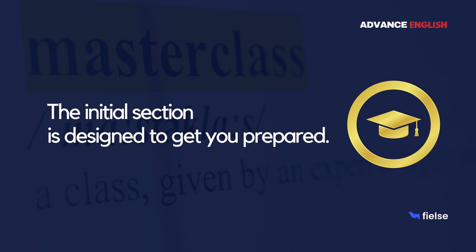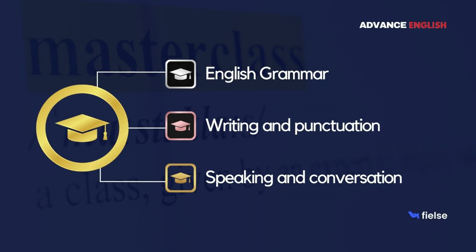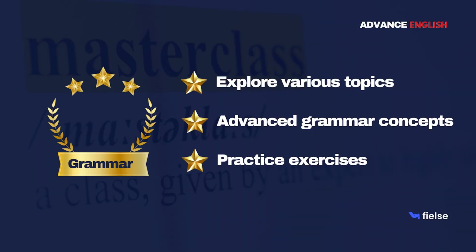Now, let's move on to the main part of the course, which is divided into 3 sections: English grammar, English writing and punctuation, and English speaking and conversation. Within the English grammar section, you will explore various topics, each containing its own lessons, PDF materials, and practice exercises. We will cover everything from verb tenses to more advanced grammar concepts.